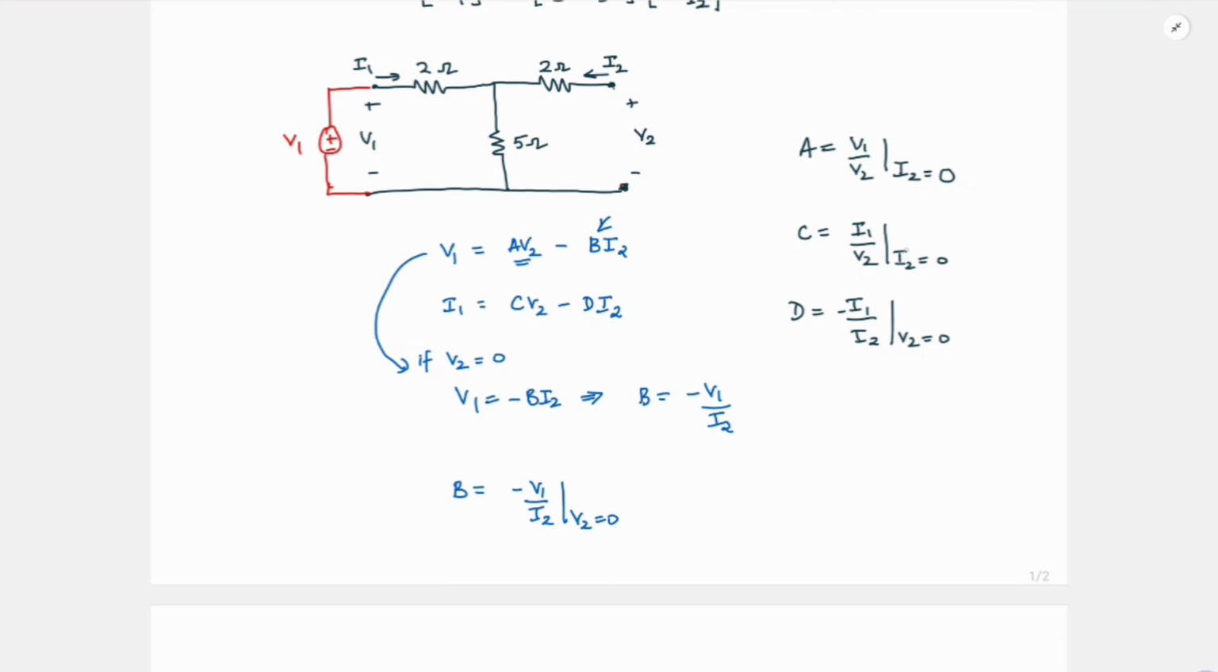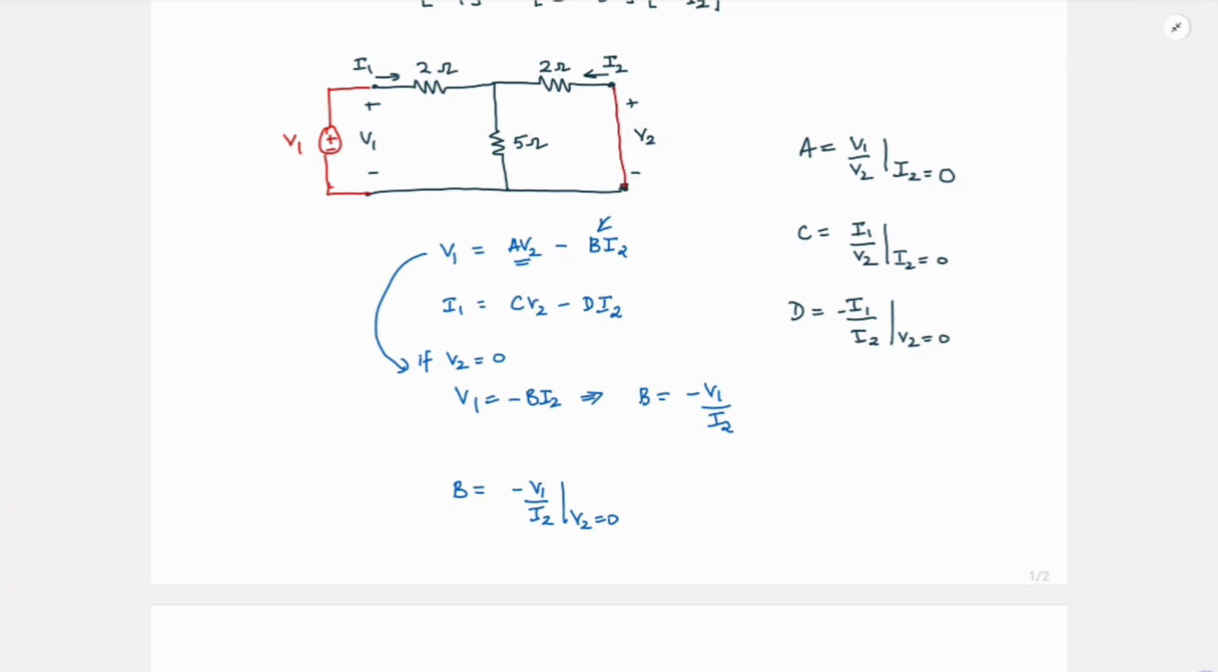If your condition is V1 equal to 0 or I1 equal to 0, then you have to do the same thing on the input side. You connect a voltage source or current source on the input side and open or short the other side. Okay, so now let us find B.